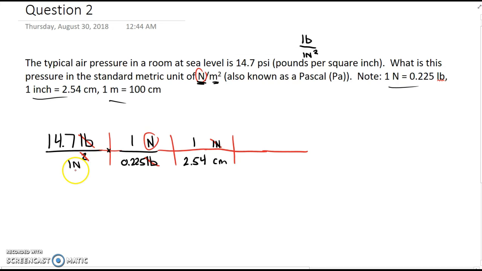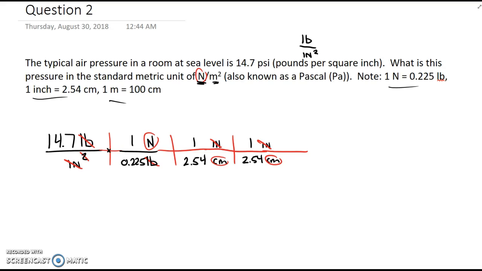And I'm left with a denominator of inches times centimeters, which is an area unit, but it's mixed units. We want centimeters, centimeters, or inches, inches. So I'm going to do this step one more time. 1 inch is equal to 2.54 centimeters, and now this inch cancels the other one, and I'm left with centimeters times centimeters, or centimeters squared. But we want meters squared.